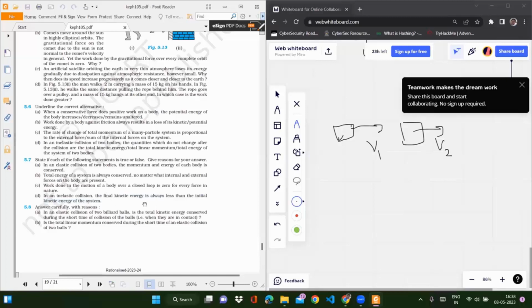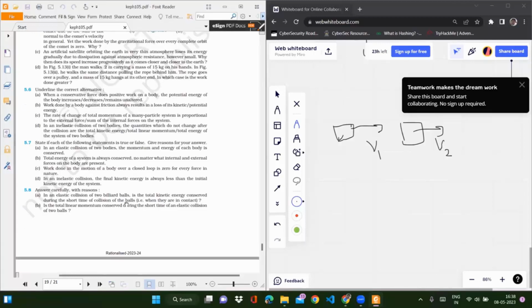So it may happen that the total energy decreases, but the kinetic energy increases and the potential energy decreases much. So due to this, we say that the statement will be false. It is not always that the kinetic energy will be less. The total energy will be less, but the kinetic energy may have increased if the potential energy decreases much.